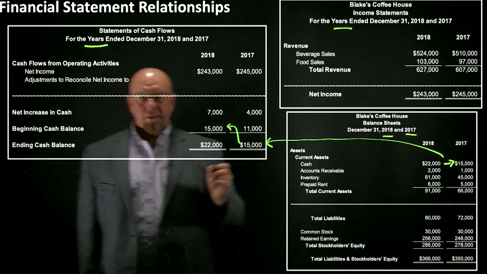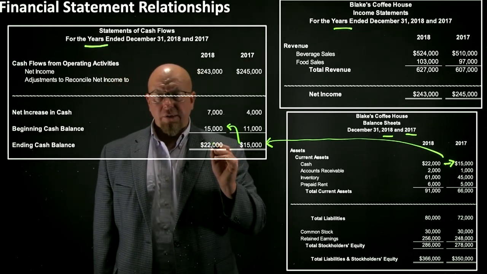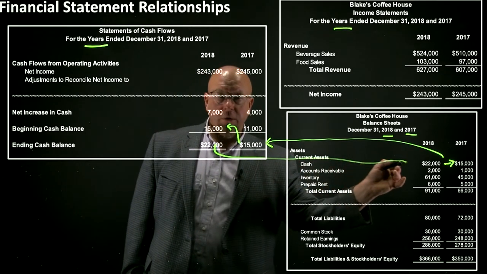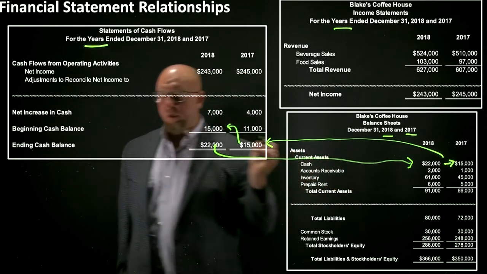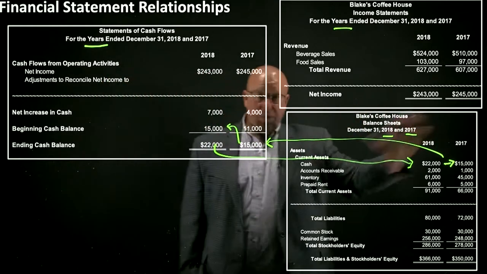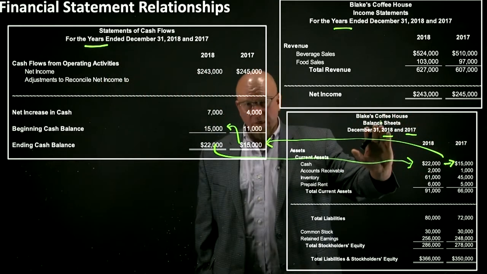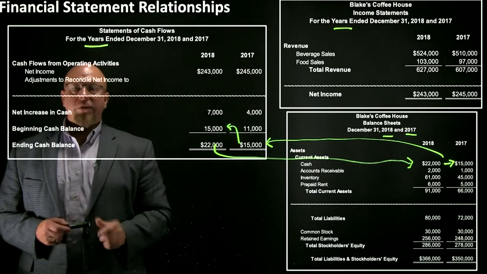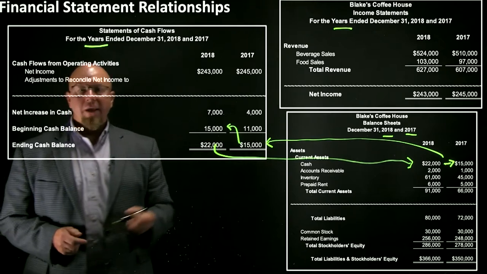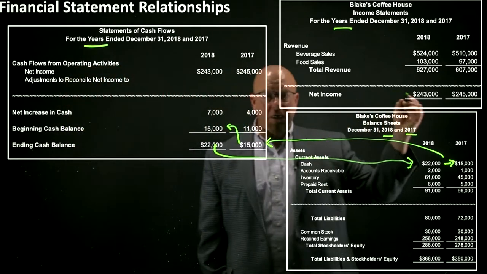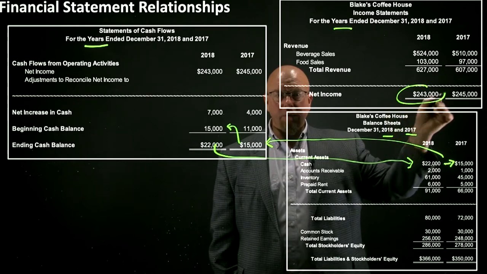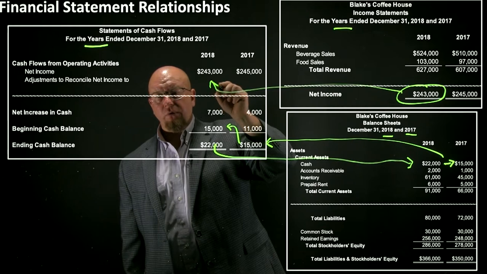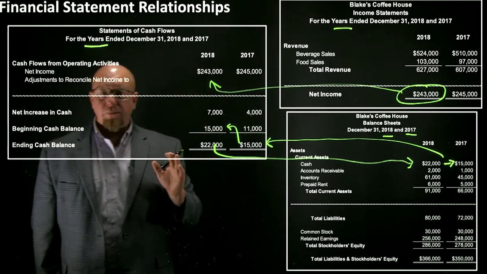Now the question is this: how did we get from $15,000 at the beginning of 2018 to $22,000 at the end of 2018? The balance sheet tells us where we got. We got from 15, we got over to 22,000, and that's great. But how did we get there? That's where the statement of cash flows comes into play. So the statement of cash flows, at least in the indirect method here, starts with what was our profit for the year. So our net income for 2018 was $243,000, and that's the starting point.